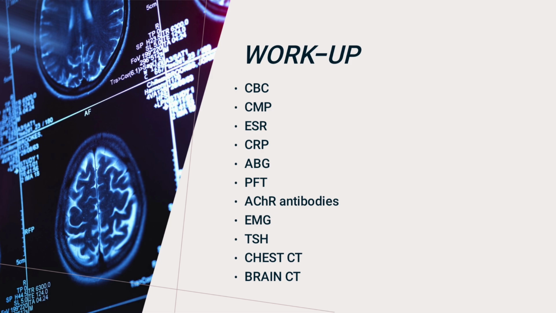EMG will also help us know if it's myasthenia gravis or Lambert-Eaton syndrome. TSH helps us rule in or rule out thyroid issues. Chest CT: in this case, we are ordering this for a specific condition which is associated with myasthenia gravis. We will talk about this. And brain CT, because we want to rule in or rule out multiple sclerosis.